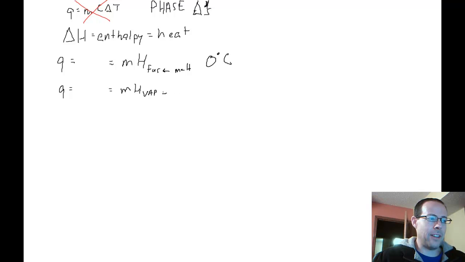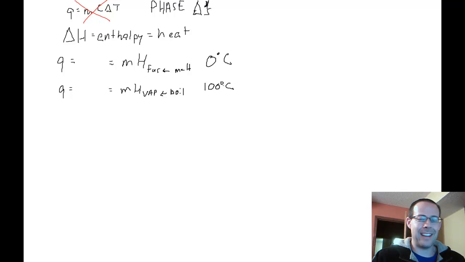Q equals m H vap. Well, vap, I can think of as vaporization. So that is boiling. Alright? And for water, this happens at 100 degrees Celsius. Okay? Good? Alright, so two really easy equations, because our energy, our heat, equals mass times heat of fusion, or heat equals mass times heat of vaporization. So these are both constants. I will always give you these constants.